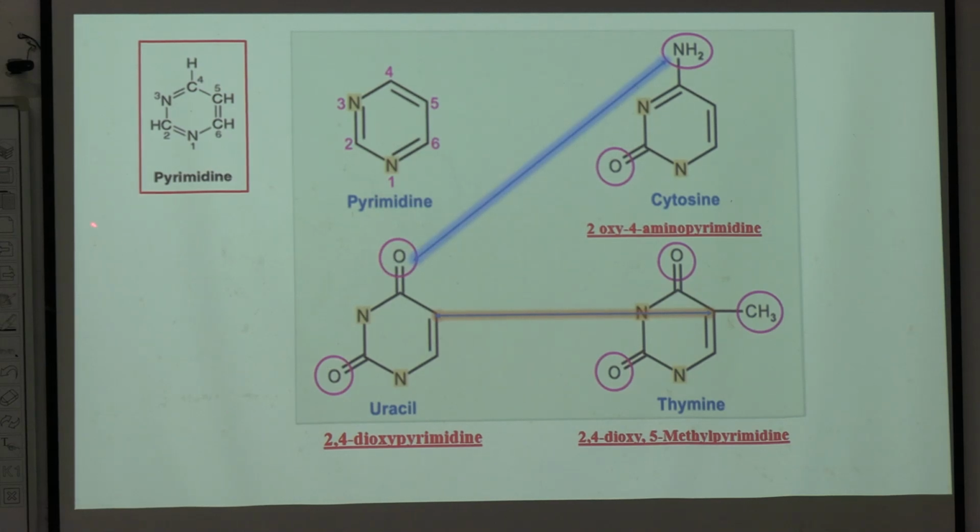Pyrimidine, this is the structure as I told. Here, number 2 position and number 4 position, that is oxygen. So 2,4-dioxypyrimidine. Thymine: 2,4-dioxy 5-methylpyrimidine. And cytosine: 2-oxy 4-amino pyrimidine. So this is the actual structure.